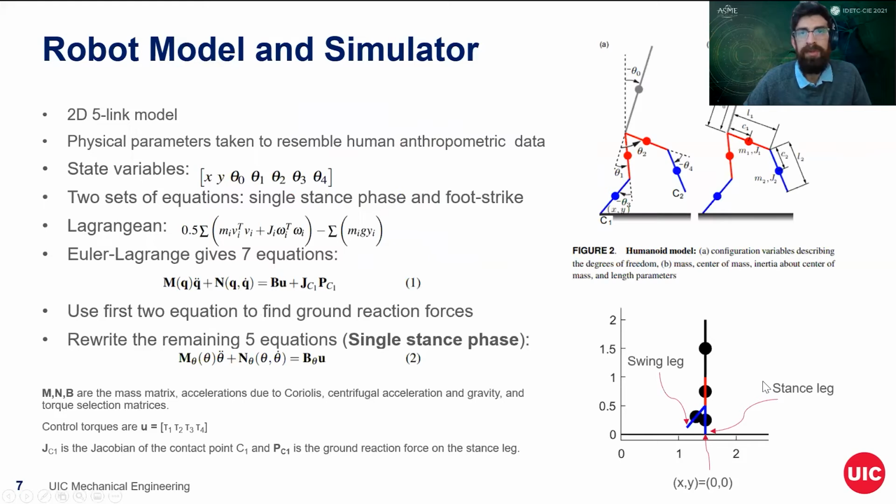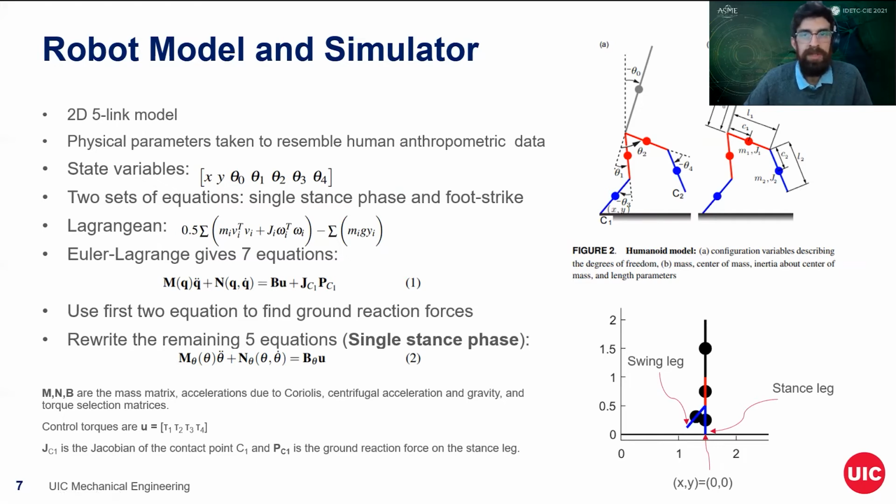Now, the model that we use is shown in this figure on the right. It's a 2D biped model. The physics parameters that we use were taken to resemble human anthropometric data. The state variables are the stance leg X and Y positions shown here in the figure, and the 5 angles consisting of the torso angle, the left and right hips, and the left and right knee angles.